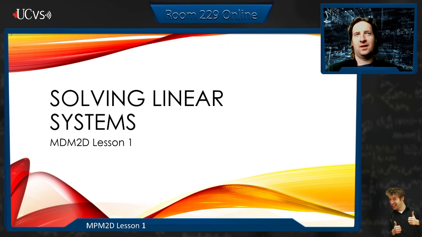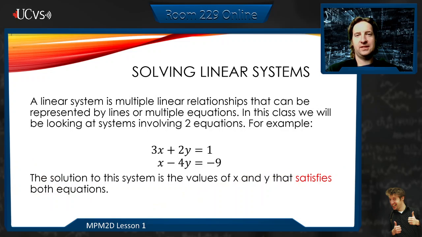Hey everyone. So welcome back to grade 10 academic math, and we're going to be talking about linear systems today. So what is a linear system? A linear system is basically a whole set of equations, a bunch of them. It can be 2, 5, 8, however many you want. It's basically multiple linear relationships.